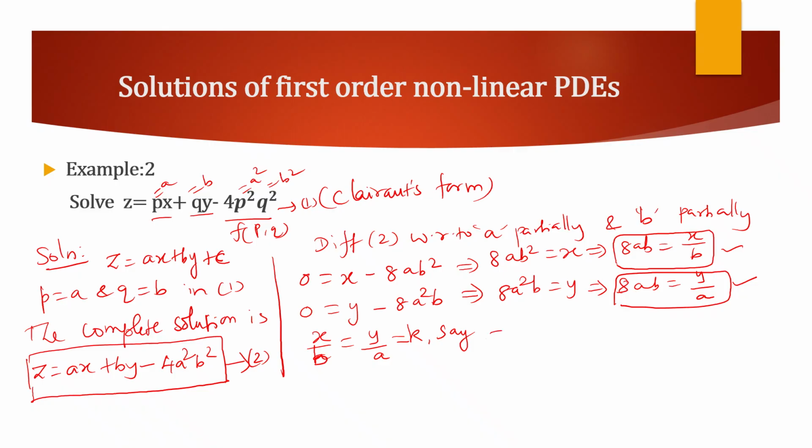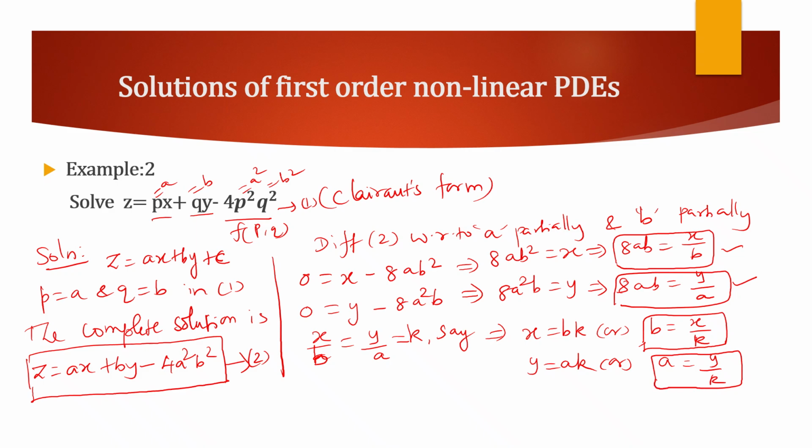So from this we get x as b into k or b as x by k. Actually, we want the substitution for the constant terms in terms of x and y. So here b can be replaced by x by k. And similarly, we get y is equal to ak or a is y by k. So when you replace the constants a and b in terms of x and y, still we have one more constant involved in that, that is nothing but k.